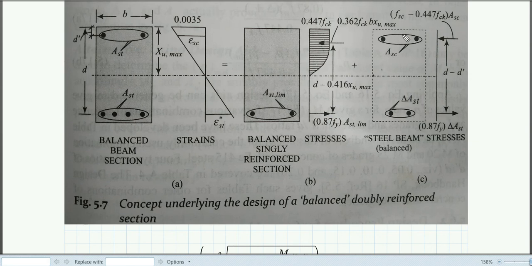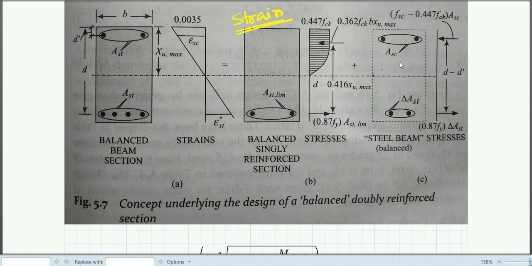So here, for the compressive steel ASC, you can see the stress is FSC minus 0.447 FCK into SC. Why is this so? You can see here the stress in the concrete and the stress in steel are not the same. This is very important. The strain is the same. The strain in concrete as well as in steel is the same. There is no relative displacement between the concrete and the steel. But the stresses are different. The stress in concrete is different from the stress in steel.